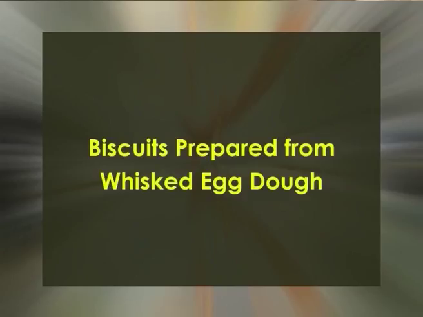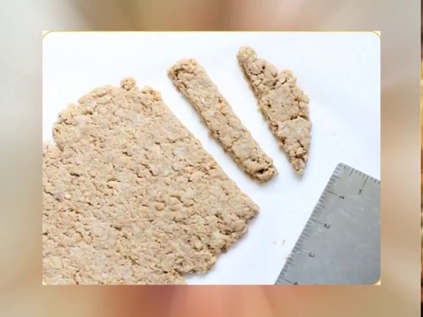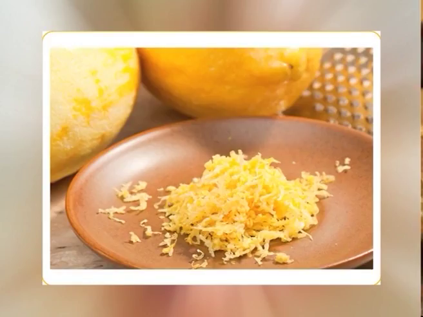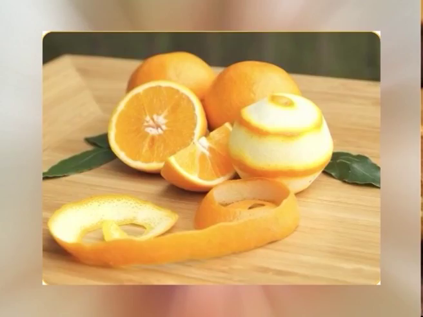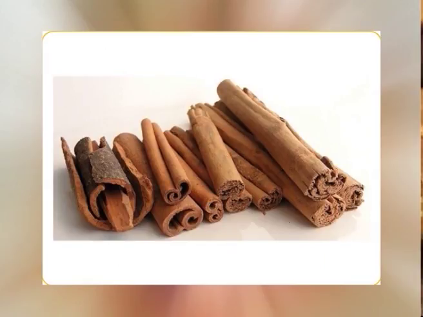Number 4. Biscuits prepared from whisked egg dough. Whisked egg dough biscuits contain whole eggs, sugar and flour. Fats are optional. The quantity of flour varies based on preparation. By lowering the amount of flour, light biscuits can be made, while a high proportion of flour makes comparatively harder biscuits. Flavorings like lemon or orange rind, any seeds, flavored liquor or spices like cinnamon can be added to the dough. The domed surface is a characteristic feature of these biscuits.